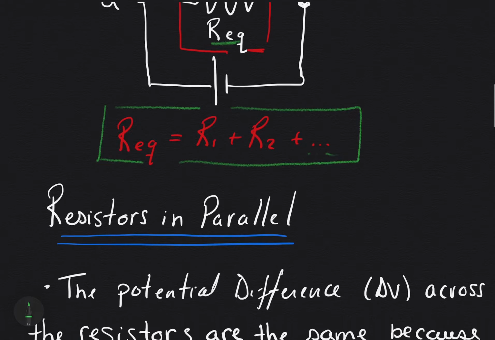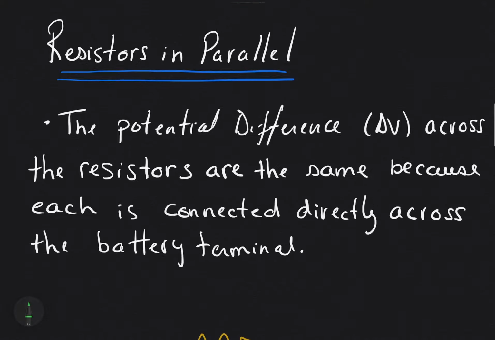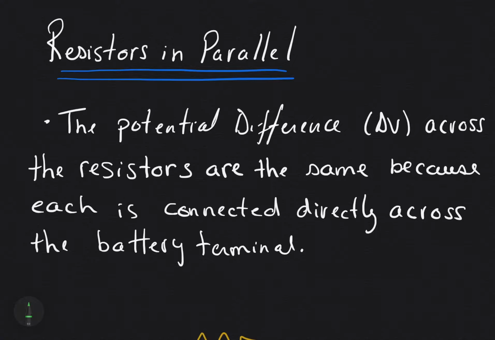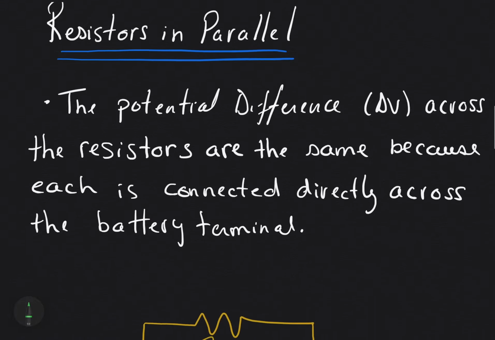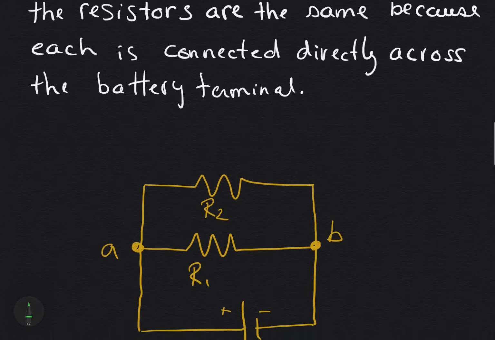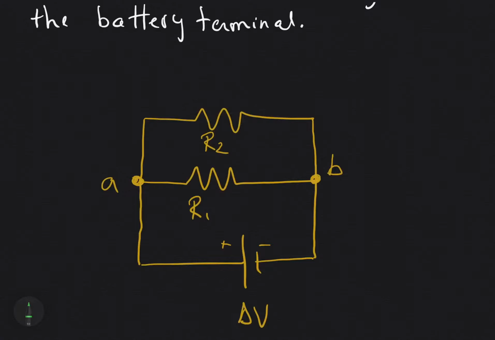Alright, then we talked about resistors in parallel, so circuits that have resistors in parallel. So here we have a beautiful circuit in parallel. So here we have a battery with a potential difference between the right side and the left side of this battery. And then we have resistor 1 and then resistor 2.